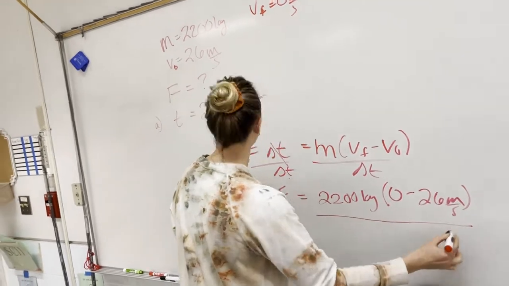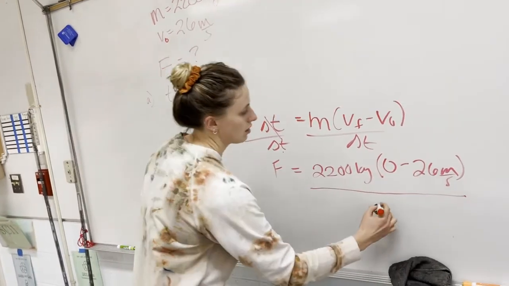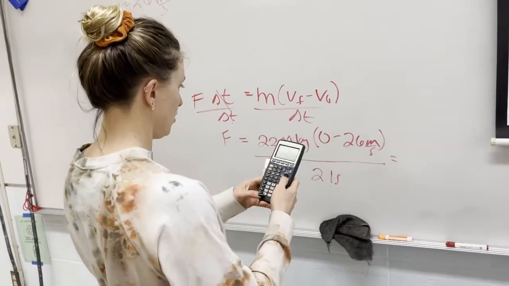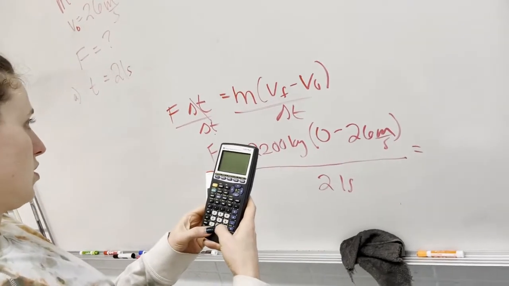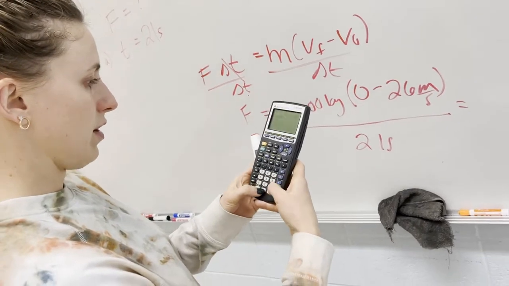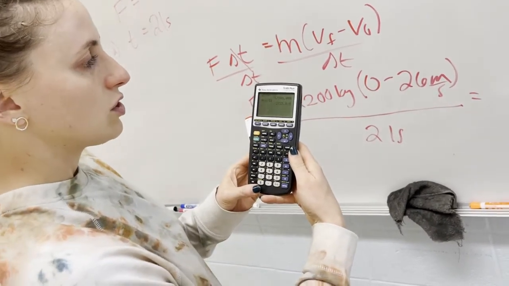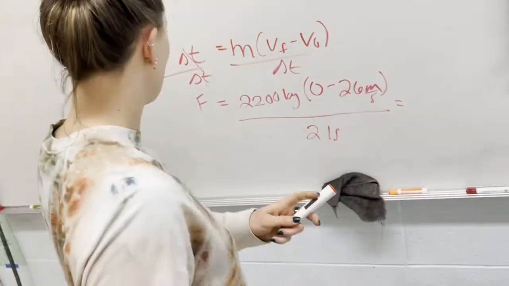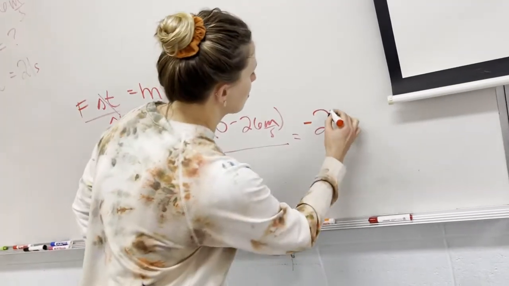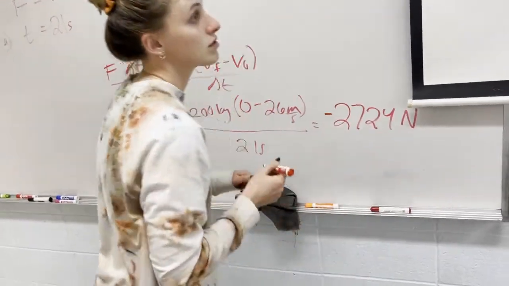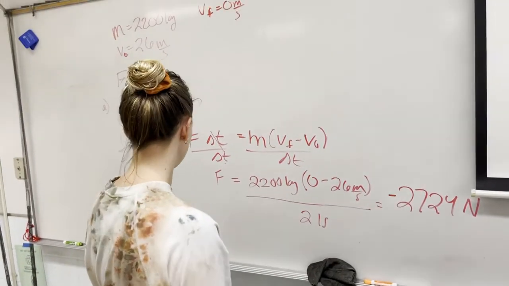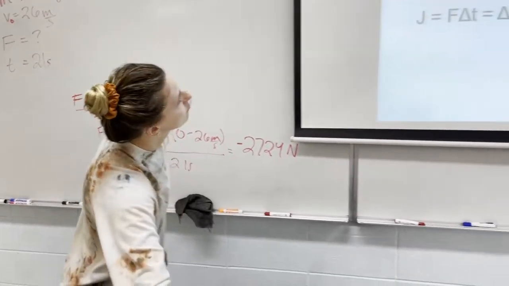All divided by 21 seconds. So I'm just gonna do 2200 times a negative 26, and I'm gonna divide that by 21, and I'm gonna get negative 2,724 newtons. What does the negative mean? It's just the direction of the force. Yep, so the force has to be in the opposite direction of the motion in order to stop it.